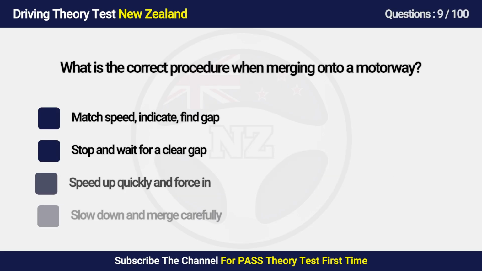Question 9. What is the correct procedure when merging onto a motorway? A. Match speed, indicate, find gap. B. Stop and wait for a clear gap. C. Speed up quickly and force in. D. Slow down and merge carefully.